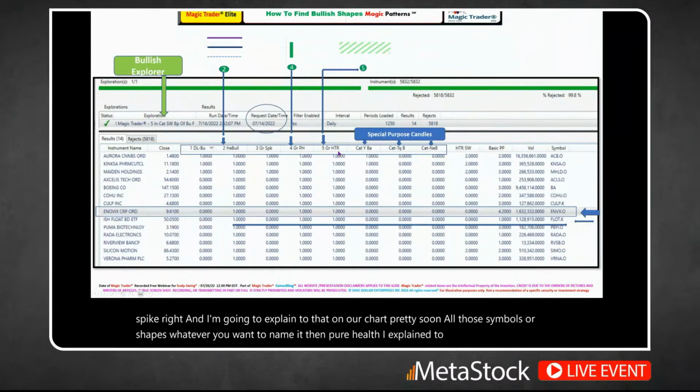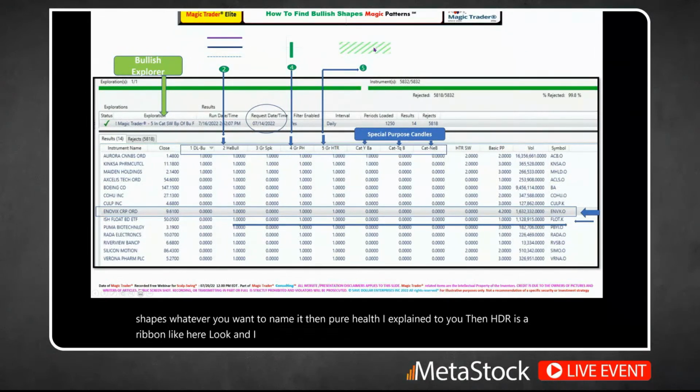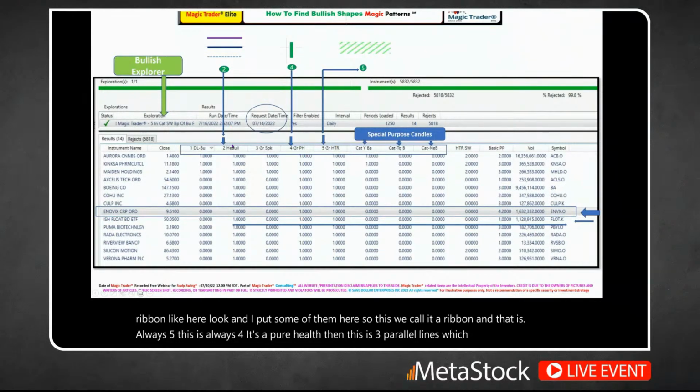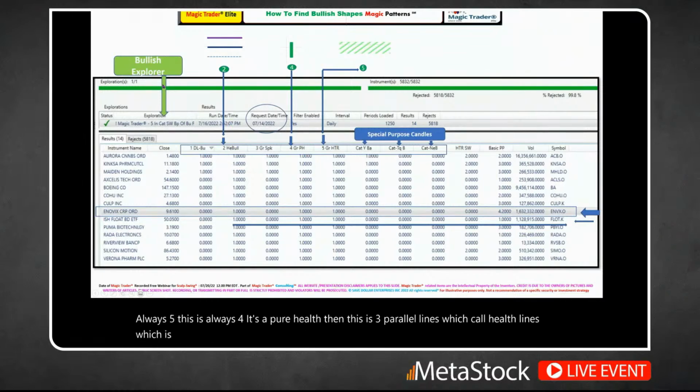Then HTR is a ribbon, like here, look. And I put some of them here. So this we call a ribbon, and that is always number 5. This is always number 4. It's a pure health. Then this is 3 parallel lines, which we call health lines, which is always number 2. Number 1 is always the direction line. So at night time, you see number 1. Oh, okay, that is the direction line. Okay, if it is a spike, what is that number? Number 3 is always spike.